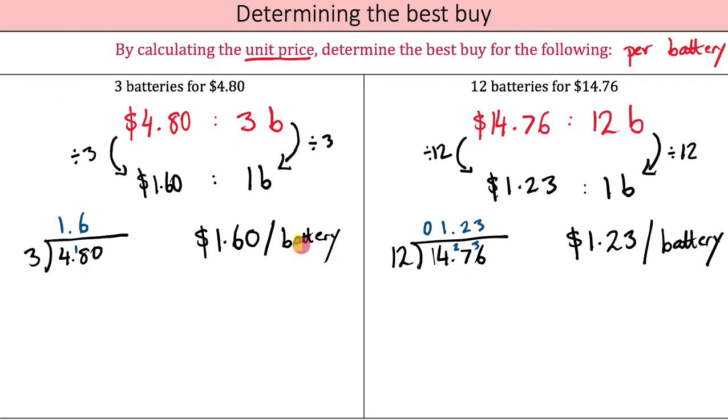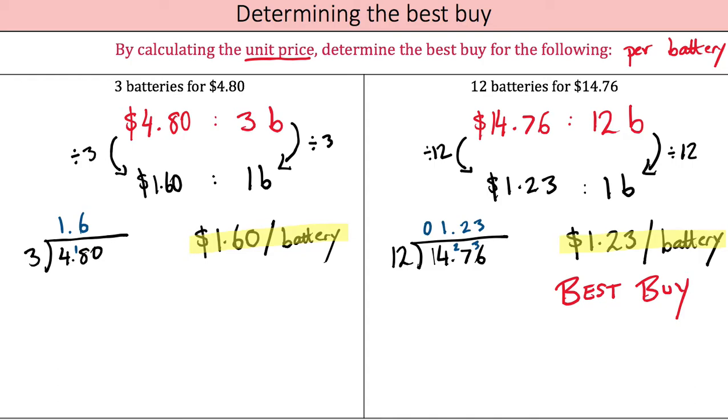We now look at our answers. So this one right here, 3 batteries for $4.80, that's $1.60 per battery, or 12 batteries for $14.76, that's $1.23 per battery. Obviously, this is the better deal. For 1 battery, I'm paying less. So this is my best buy. So write best buy because it's cheaper. And we're all about saving that money.